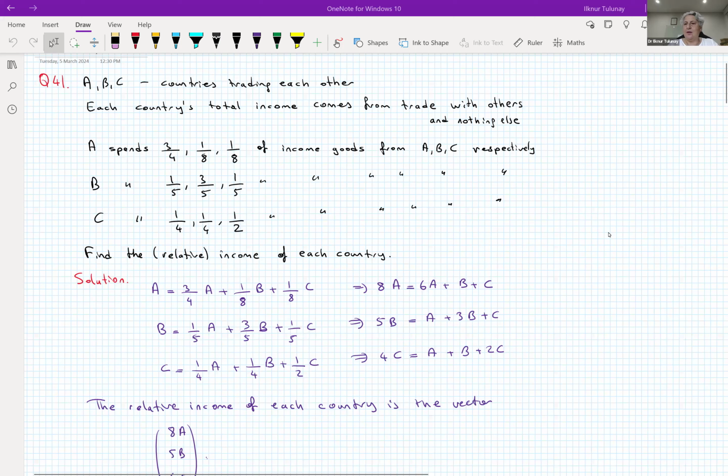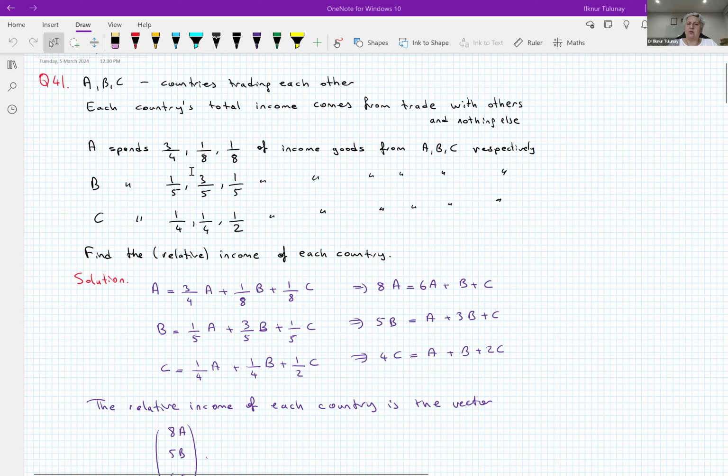Hello, everybody. I would like to go through a solution of question 41 in the algebra section. MATH1151 is the course, at the University of New South Wales. In this question, we have A, B, C. These are countries trading with each other. Each country's total income comes from trading with others and nothing else.